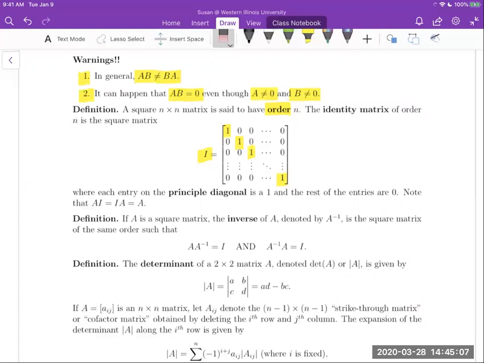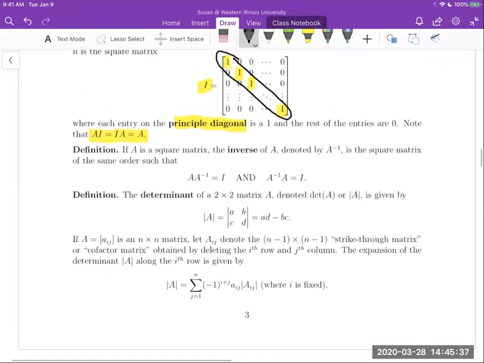This diagonal here from the top left to the bottom right is called the principal diagonal. Those are all the ones, and then everything else is a 0. And not surprisingly, this is called the identity because when you multiply any matrix A by the identity matrix on either the left or the right, you get the original matrix A right back out. All right, so that's why it's called the identity.